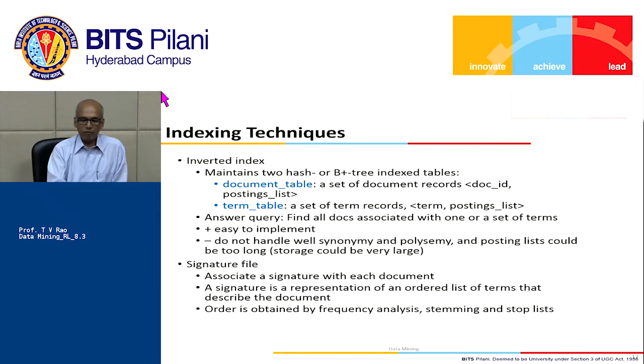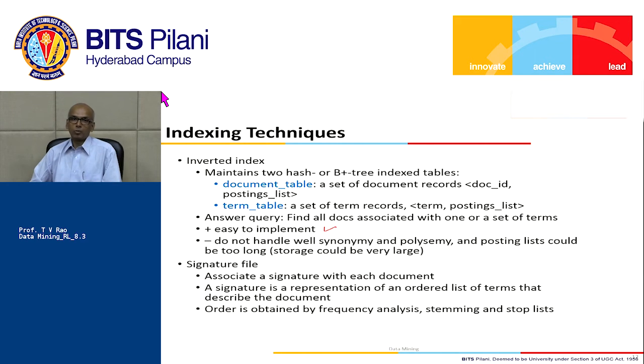So thereby we are going to answer the queries, where let's say we want to find out the documents which are associated with a set of key terms or keywords. Here the advantage we are getting is that when we have an inverted index, this type of query is easy to implement. But synonymy and polysemy are not well handled, and posting lists sometimes can be very long, and that means there is a problem with storing and handling.